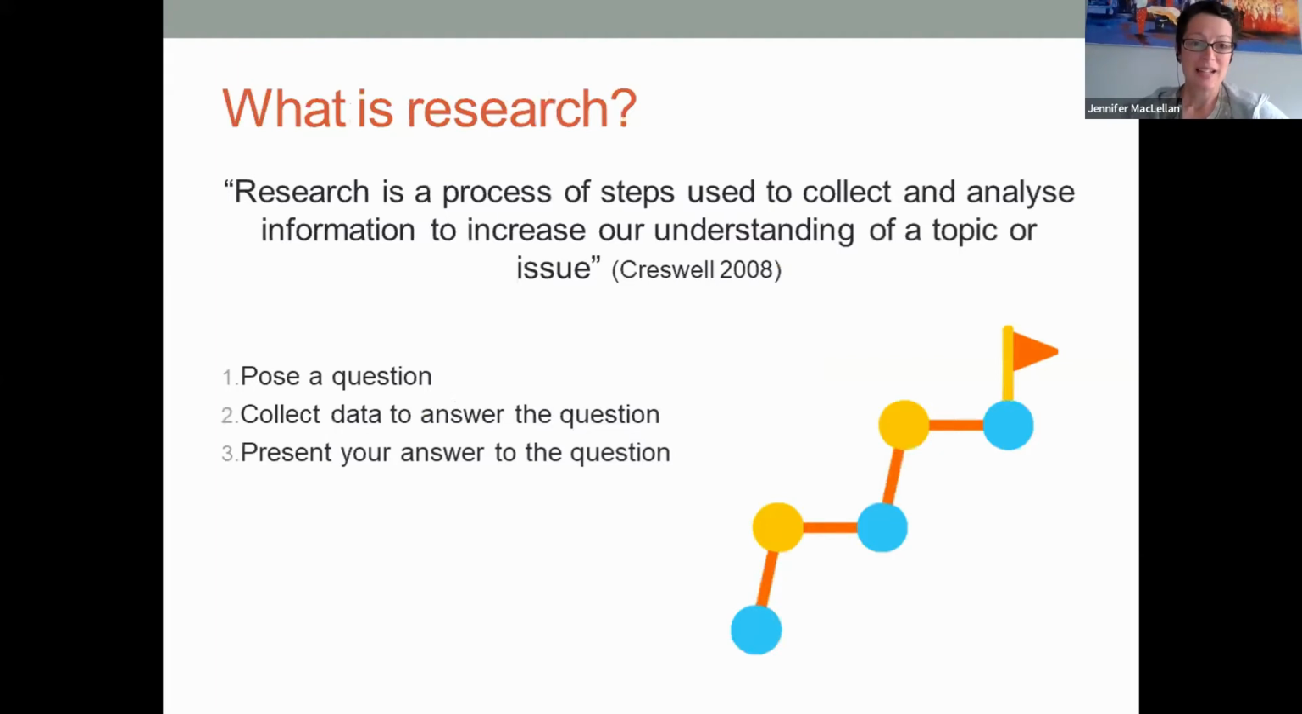Well, as we all know, research is a process of steps. It's really very straightforward. We use these steps to collect and analyze information to increase our understanding of a topic or an issue. So to do that, what do you start with? Well, you ask a question, don't you? And then you collect the data to answer your question, and then you present the answer to your question. Doesn't that sound really simple? Well, it ought to be, but of course, there's a few more things you need to do along the way.